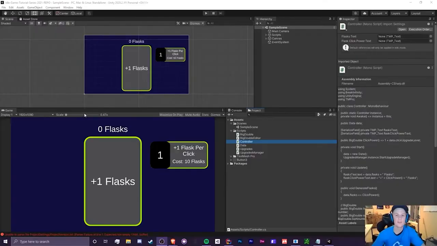In this episode, I'm going to be teaching you guys everything about math related to idle games. I'm also going to be showing you how to code them properly, and I'm going to show you the difference between the big double math equations and the traditional ones, for those who don't plan on using big double.